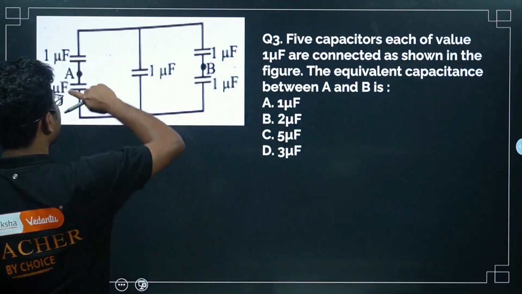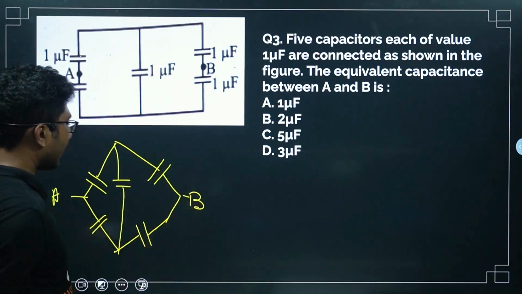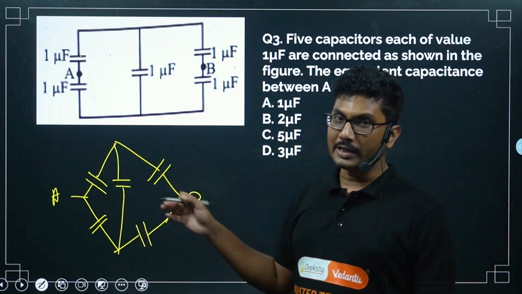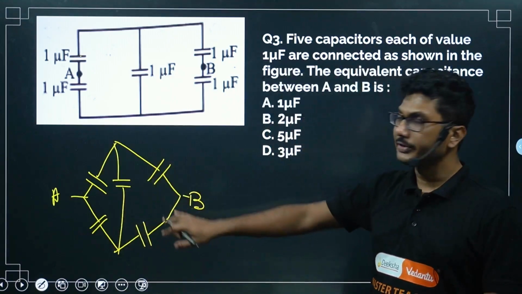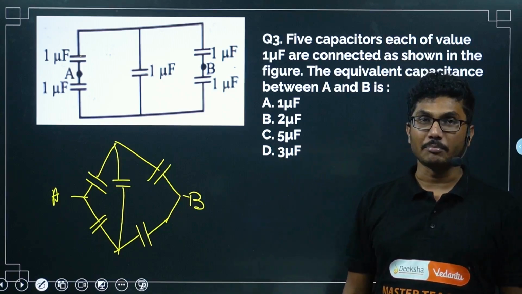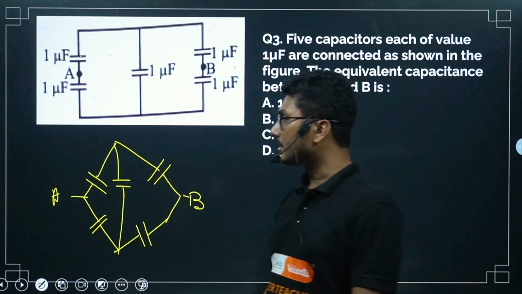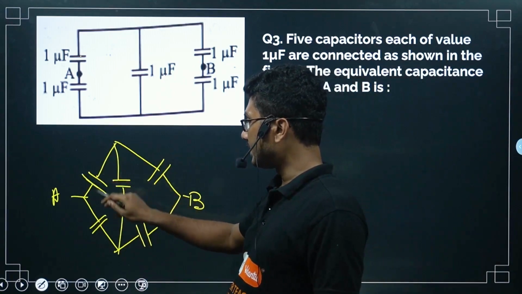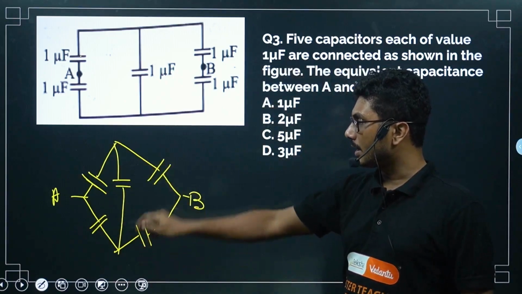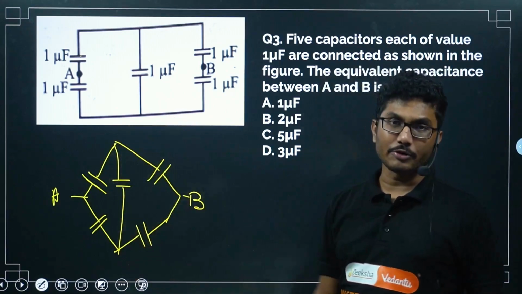Now if you see this diagram, do you see anything familiar? If you are not yet able to solve this, you should know that this is called a Wheatstone bridge configuration, which we are going to study in the current electricity chapter, a very important part. In a Wheatstone bridge configuration, if the ratio of the resistances of these two is equal to the ratio of these two, then there is no current passing through this capacitor. Basically these two points are at equal potential, equipotential, right?